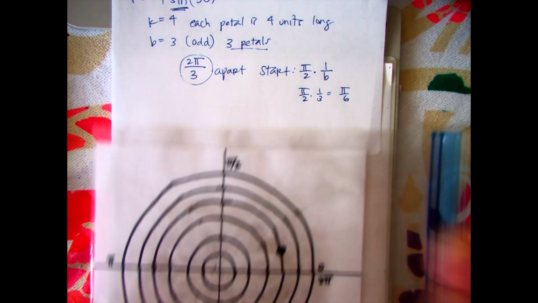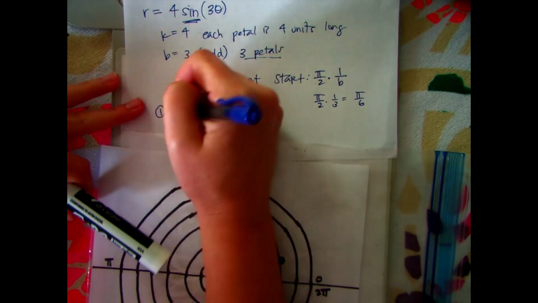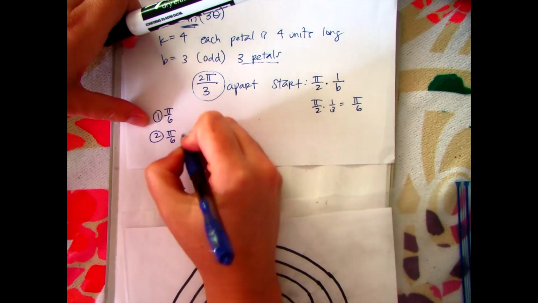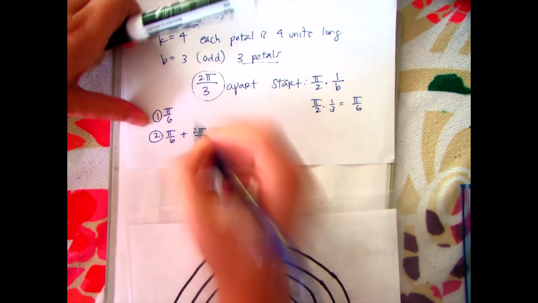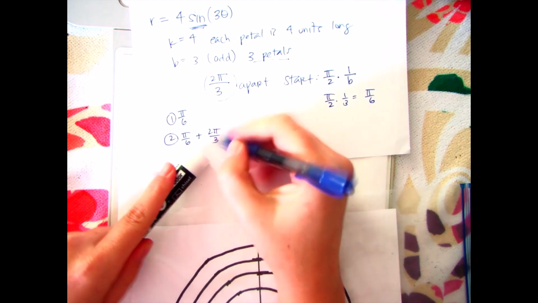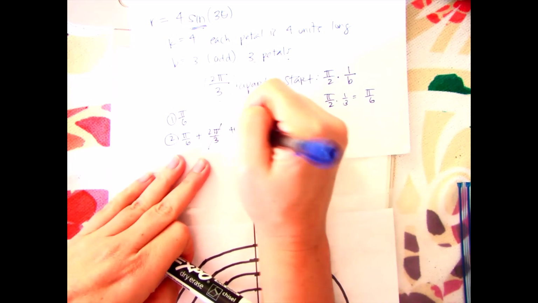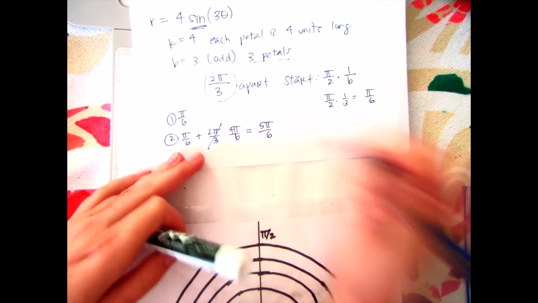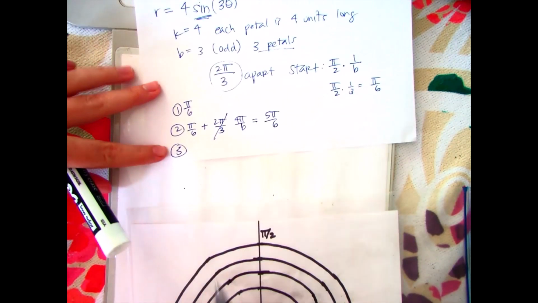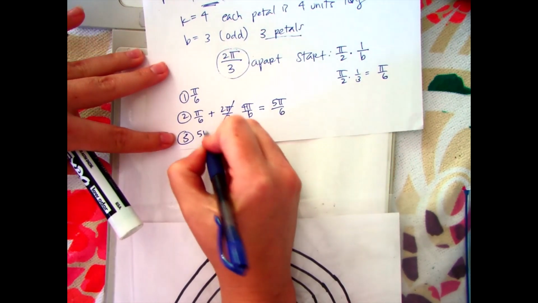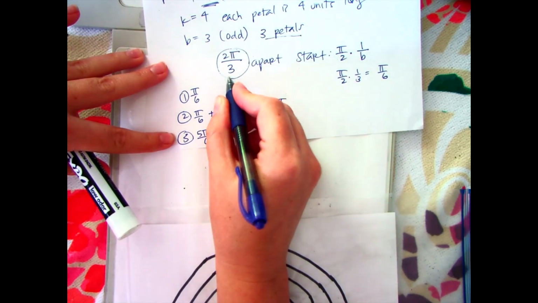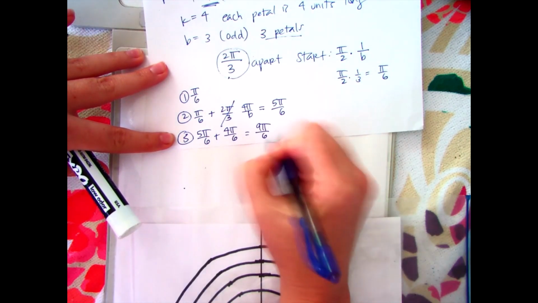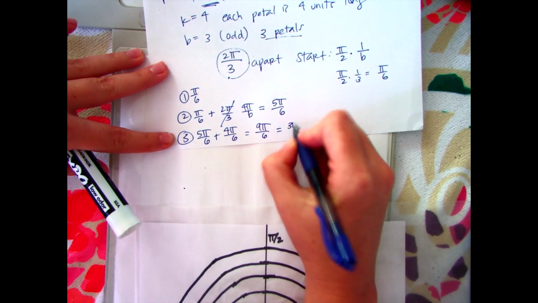Alright, so let's figure out where the other 2 petals are. So petal 1, pi over 6. Petal 2 is going to be pi over 6 plus 2 pi over 3. So 2 pi over 3 with a denominator of 6 is 4 pi over 6. So the second petal is at 5 pi over 6. Petal 3 is 5 pi over 6 plus another 2 pi over 3, or another 4 pi over 6, which is 9 pi over 6, and that would be 3 pi over 2.